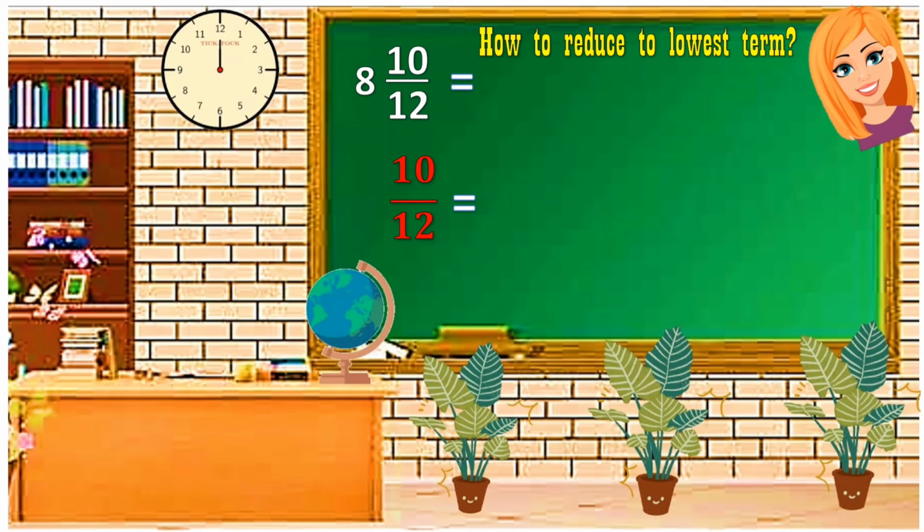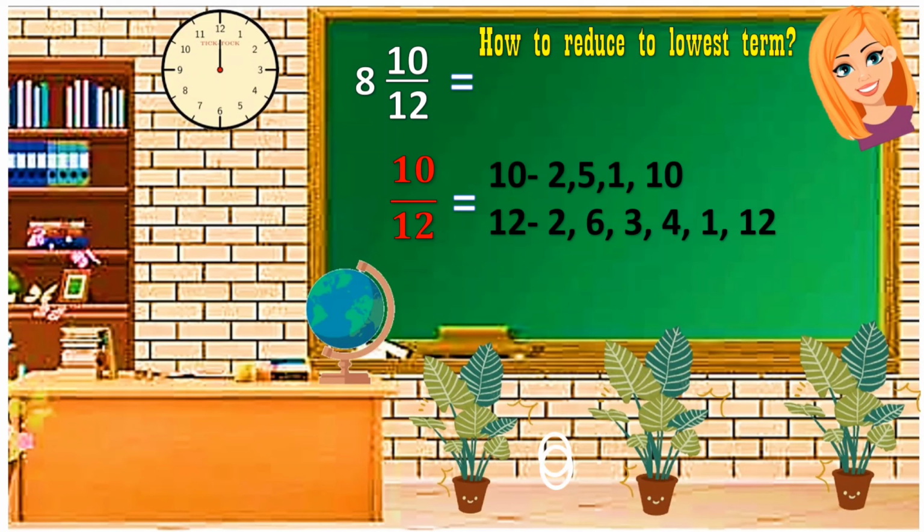We will find the GCF of 10 and 12 using the listing method, or we will list down all the factors of 10 and 12. For the 10, we have 2 times 5 and 1 times 10. For the 12, we have 2, 6, 3, 4, 1, and 12. So the greatest common factor is 2.